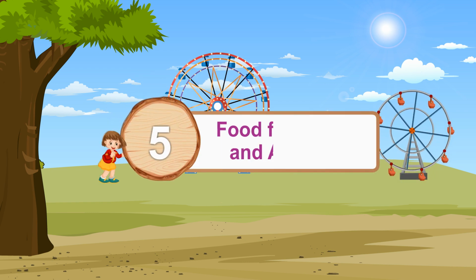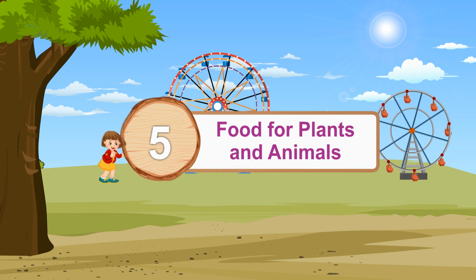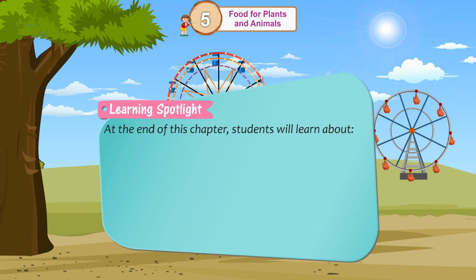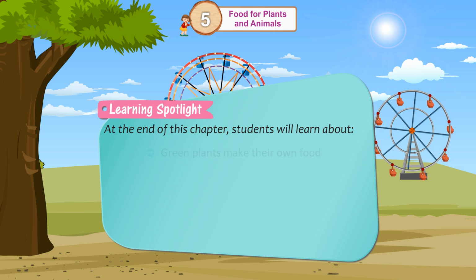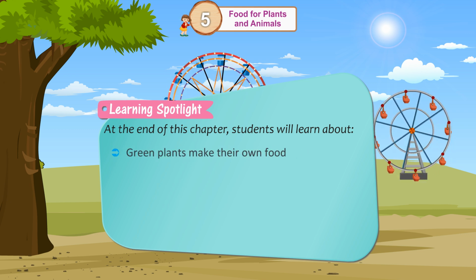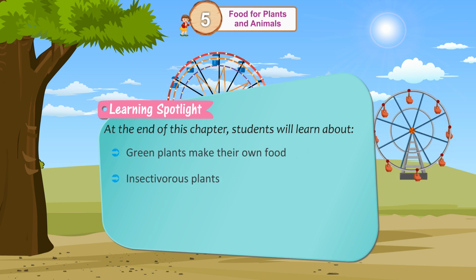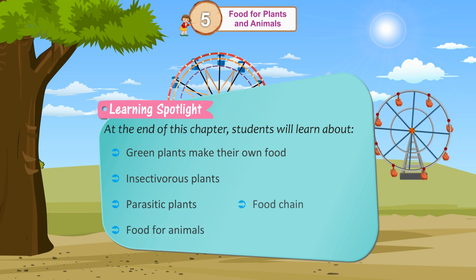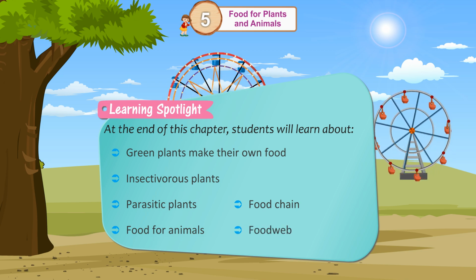Chapter 5: Food for Plants and Animals. Learning Spotlight. At the end of this chapter, students will learn about how green plants make their own food, insectivorous plants, parasitic plants, food for animals, food chain, and food web.